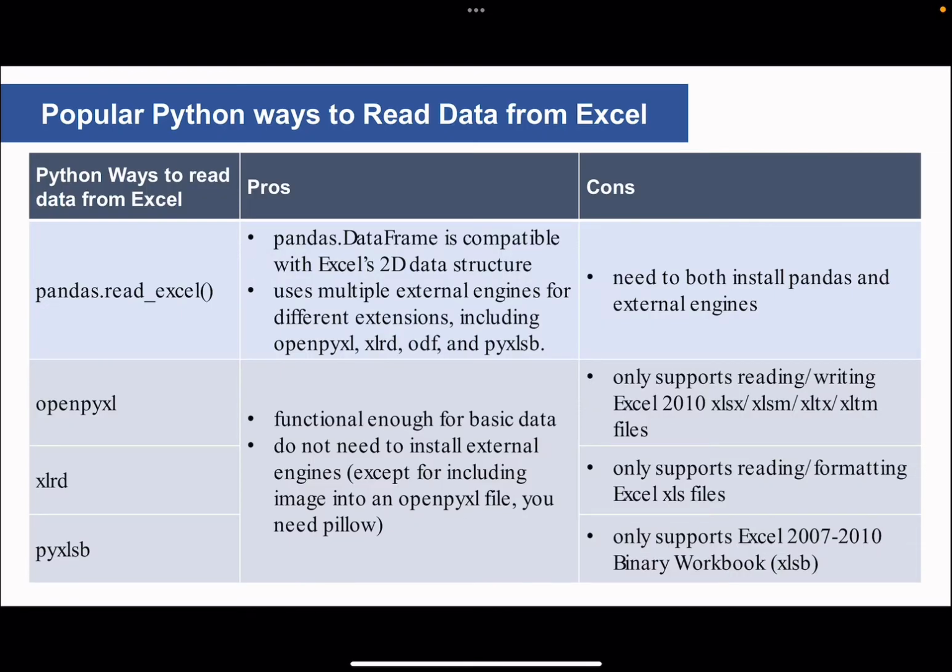Okay, so here is the summary of popular Python ways to read data from Excel. As we can see, here I list 4 ways to read data from Excel. They are pandas.read_excel, OpenPyXL, XLRD, and PyXLSB. As you can see, I separate them into 2 groups. The first group is these 3 methods, because they only support some specific Excel file formats.